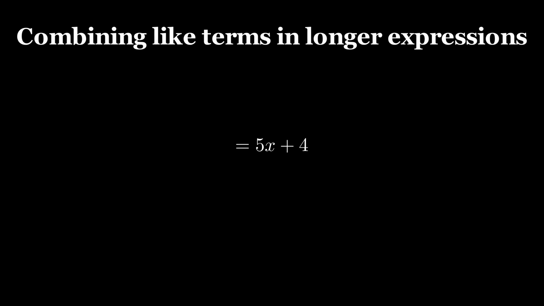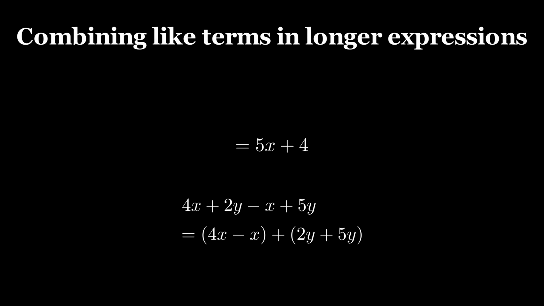Another one with two variables. 4x plus 2y minus x plus 5y. Group the x terms. 4x minus x. Group the y terms. 2y plus 5y. 4 minus 1 is 3, so we get 3x. 2 plus 5 is 7, so we get 7y. The simplified expression is 3x plus 7y.